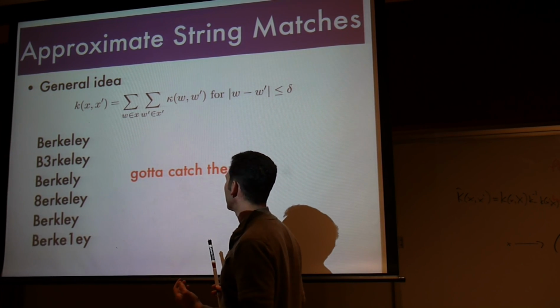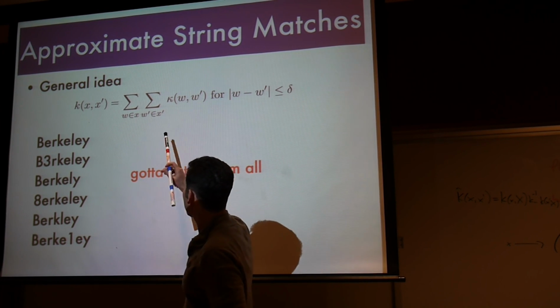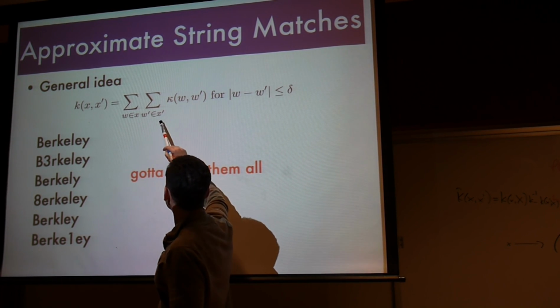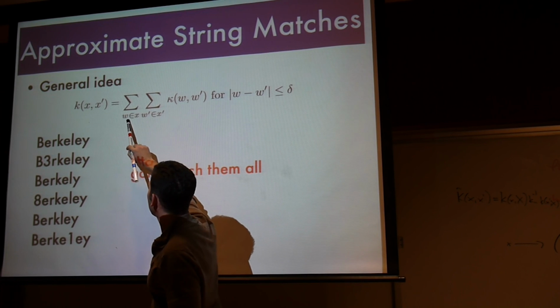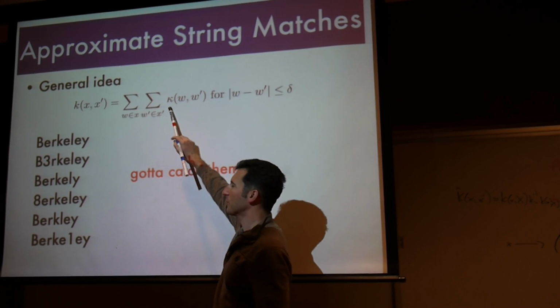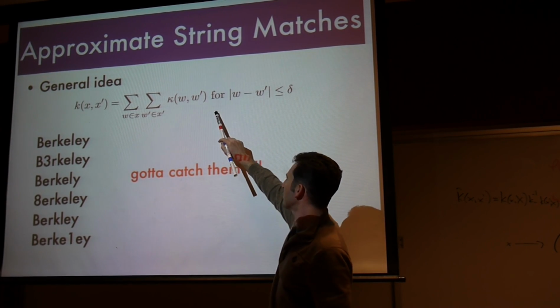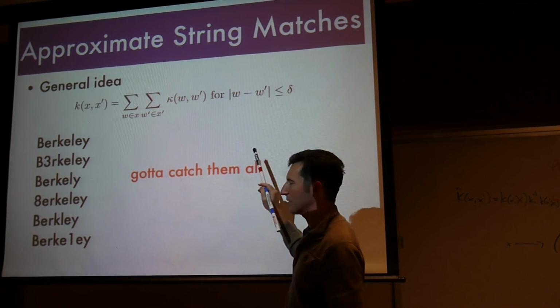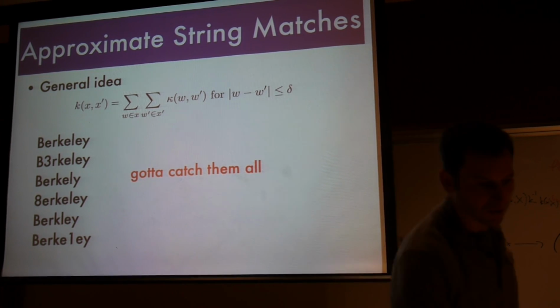So how can I get it? The idea is, you have some kernel between x and x prime. And so what I do is I just look at all modifications or substrings of x and all modifications or substrings of x prime. Then I compute this. And as long as those strings are close, things are good. So how can we catch them all?